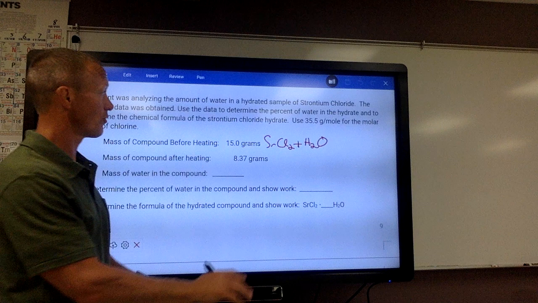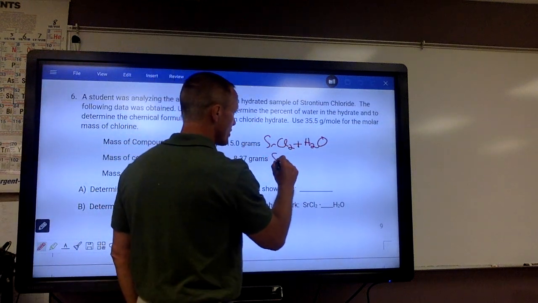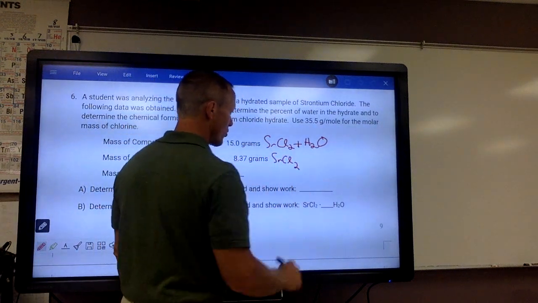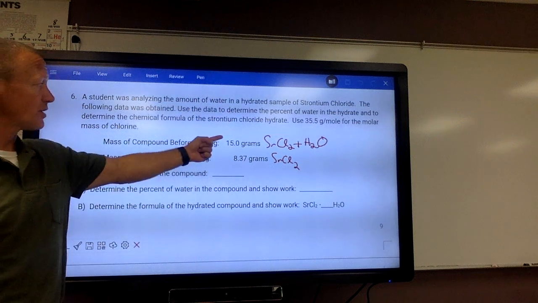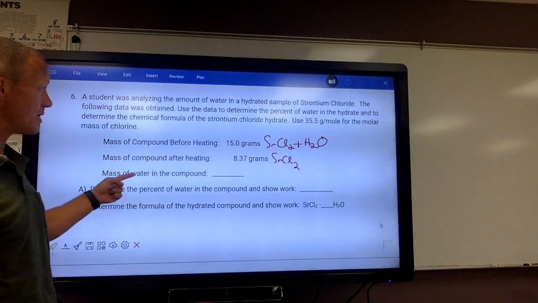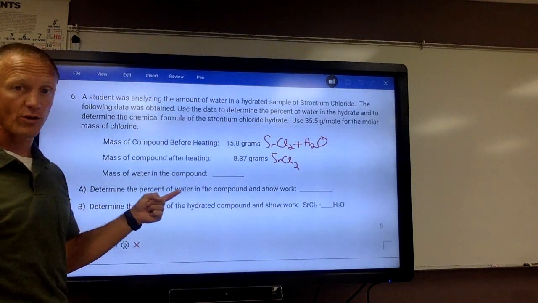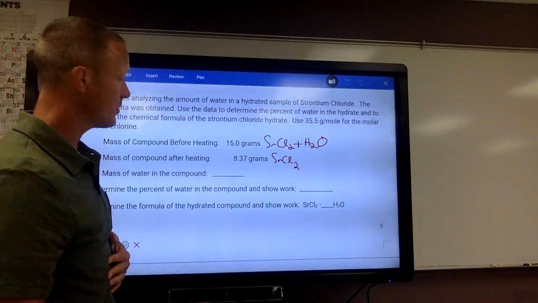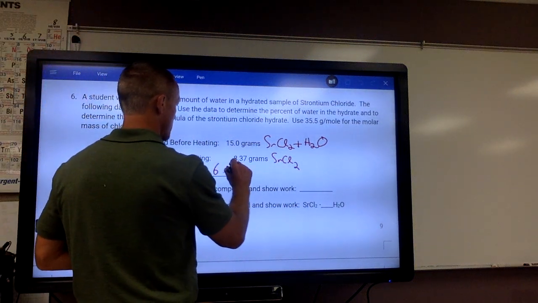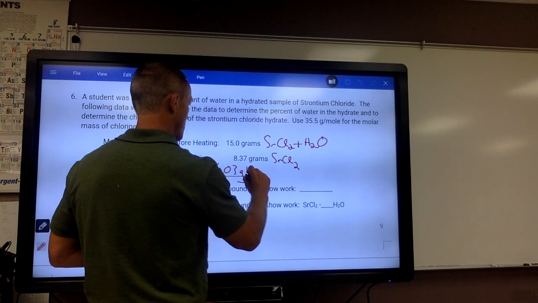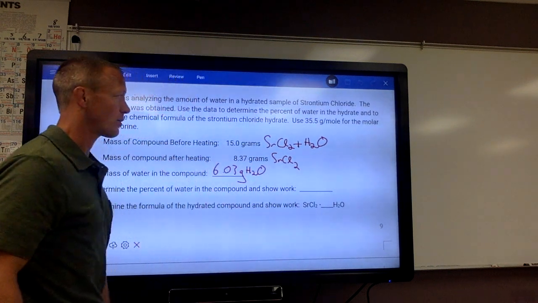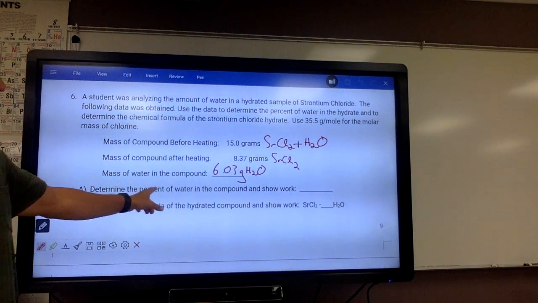Mass of the compound after heating. So the water is gone. This would be just strontium chloride. Subtract these two, 15 minus 8.37 would be the mass of the water that was removed, which would be 6.03 that many grams of water. So determine the percent of water in the compound.